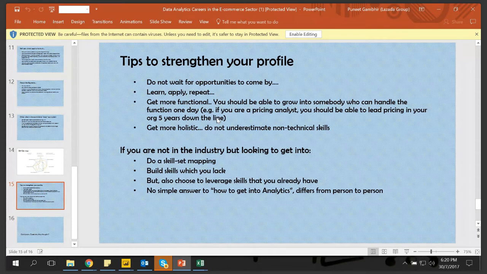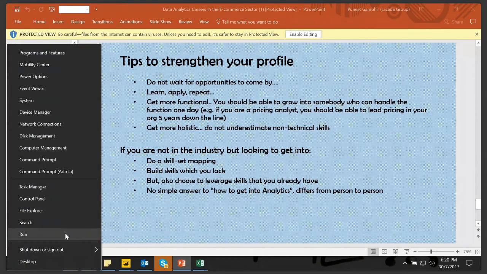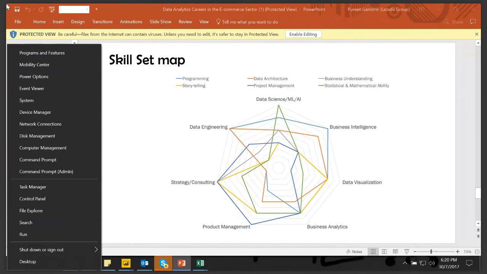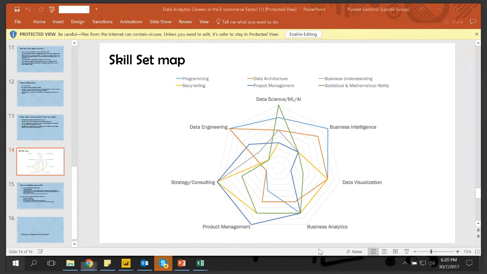Now I know a lot of you would still be thinking about how to get into analytics. So let me go back and see what kind of questions we have here, and then I'll try to answer some. I'm just stopping screen sharing and coming back to this. Okay.